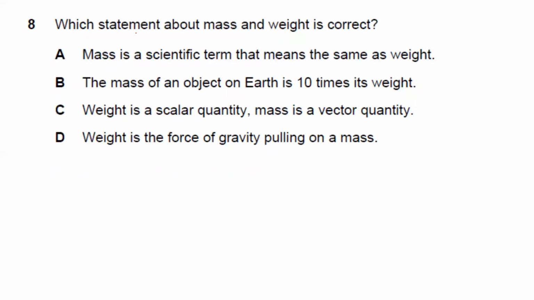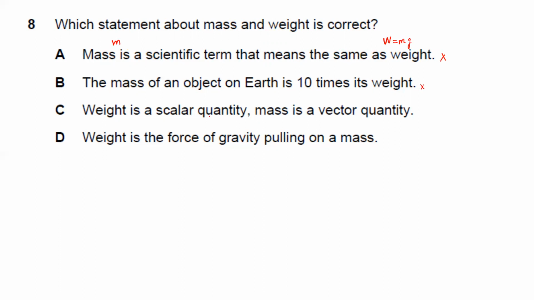Question 8. Which statement about mass and weight is correct? So let's see. Mass is a scientific term that means the same as weight. No. Mass is m, and it's an intrinsic quantity of an object, whereas weight is mg, mass multiplied by the acceleration due to gravity. Then the mass of the object on Earth is 10 times its weight. No, again, this is not the answer.